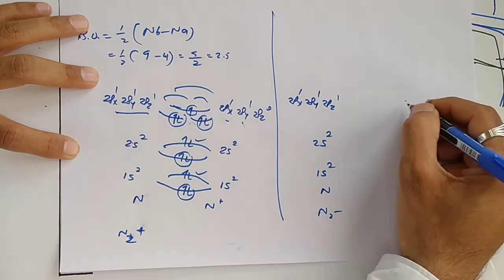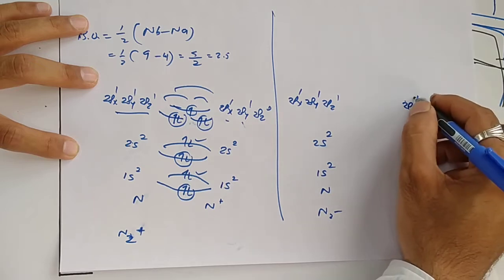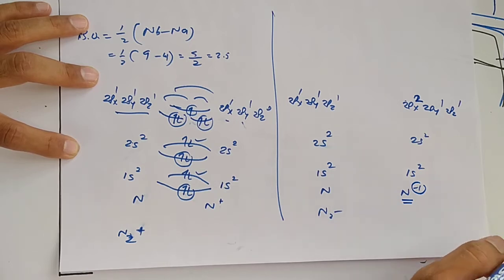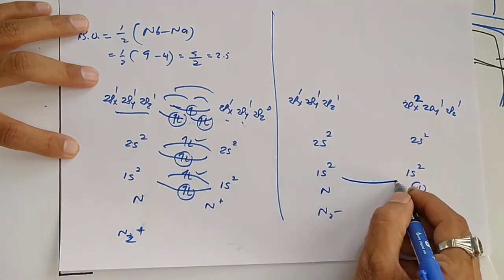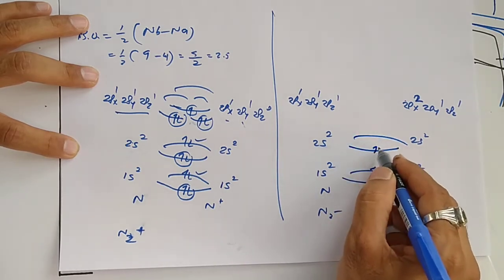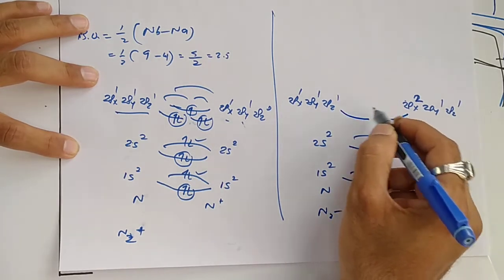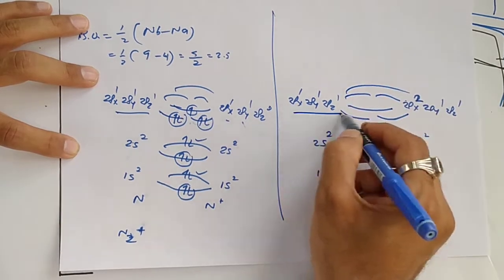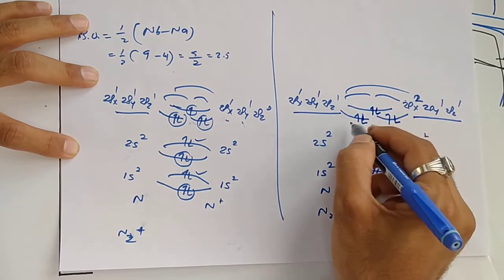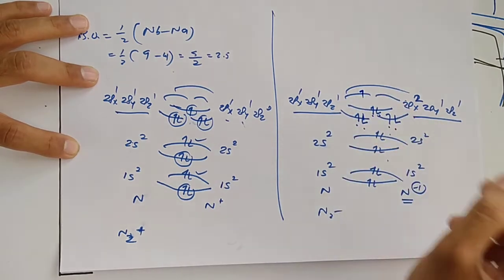1s2, 2s2, 2px1, 2py1 and 2pz1. Here one more electron is gained by this nitrogen atom. So here sigma 1s and sigma star 1s, both are filled. Sigma 2s, sigma star 2s2. Here total electrons are 4 plus 3, 7. Filling sequence 1 2 3 4, then here 5, 6 and 7.